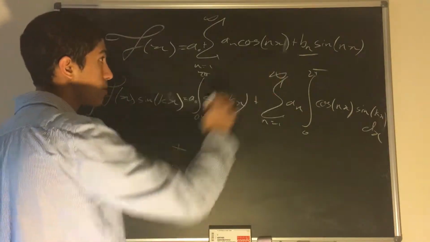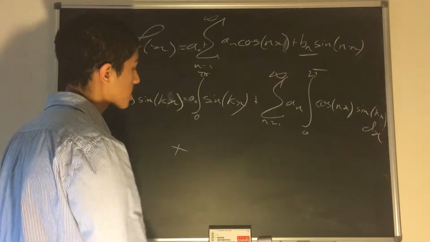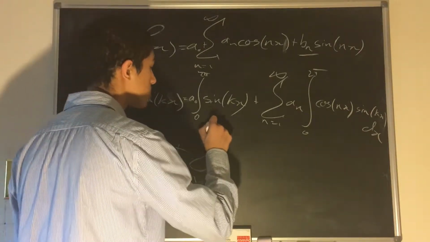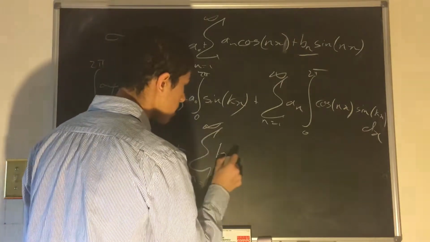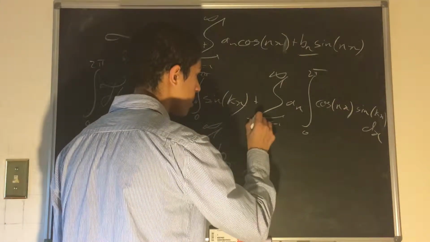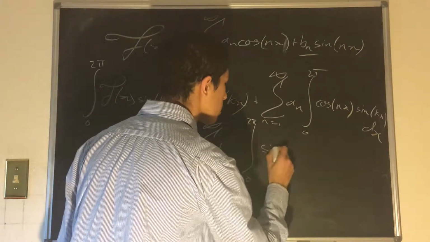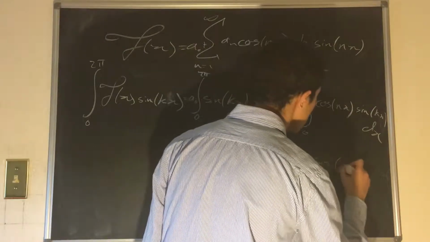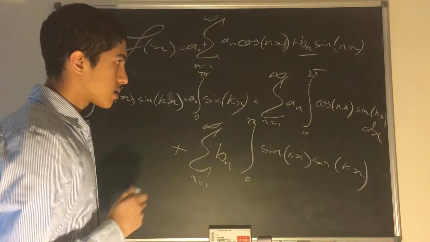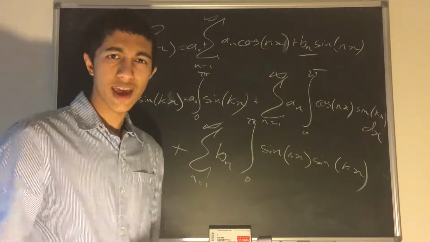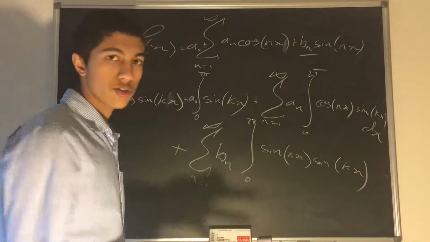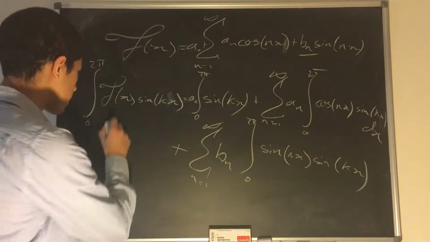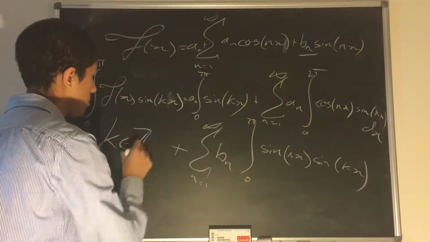I'll do the same thing for the b sub n sine nx part. So then we have plus the infinite sum n equals 1 to infinity of b sub n times the integral from 0 to 2 pi of sine nx sine kx dx. And now you might be wondering, what is k? K we define to be an arbitrary positive integer, or just an arbitrary integer. So k in integers.